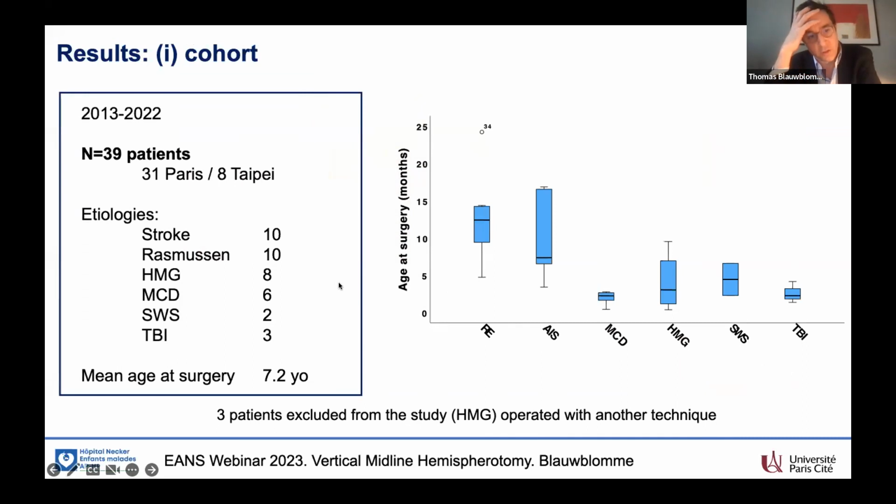So we performed 39 surgeries during the last 9 years. It's a bicentric cohort because there are 8 cases that were operated with this type of surgery in Taipei, in Taiwan. So as you see, half of the patients are atrophic because they have stroke or Rasmussen, and nearly half of them have developmental disorders with hemimegalencephaly and multilobar focal cortical dysplasia. I excluded 4 cases from the study because we needed to do either a hemispherectomy for one case, and a combined interhemispheric and de Lalande approach for 3 other cases of hemimegalencephaly, and we will have a word about this.